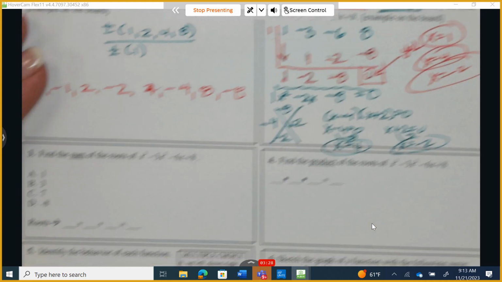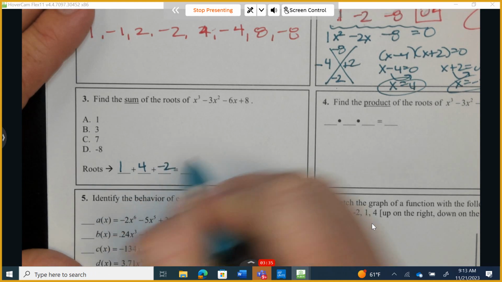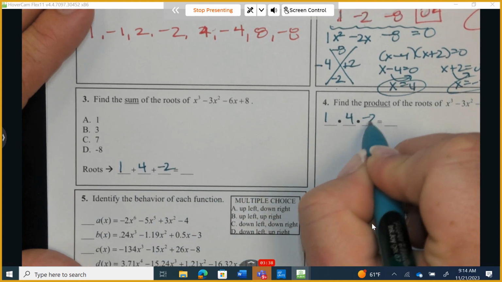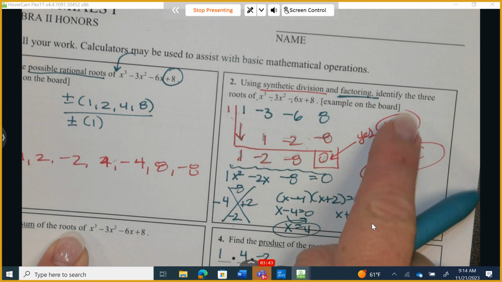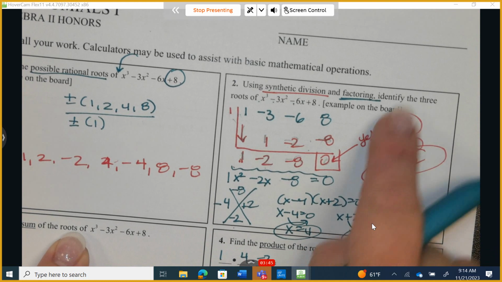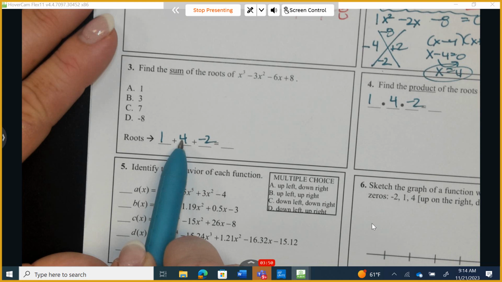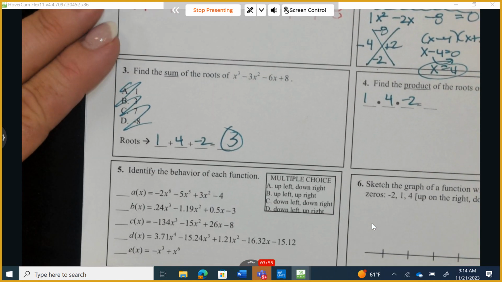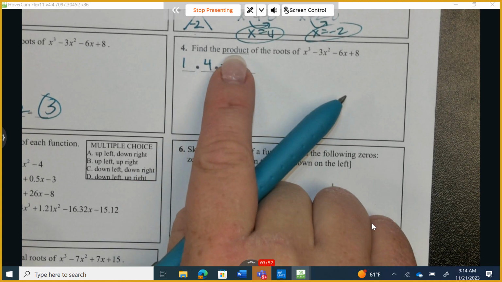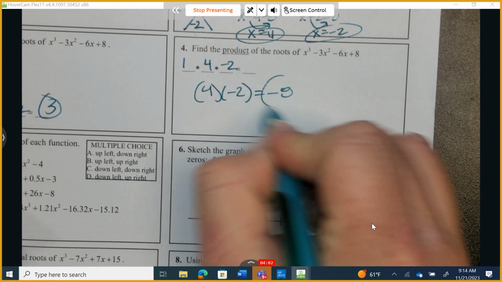And now in steps 3 and 4, I'm going to use those. So I'm going to write down 1, 4, negative 2. The order doesn't matter. So it says, find the sum of the roots. The roots are the solutions you have. These are known as root solutions, or if we graph this, it would be x-intercepts. So the sum means add them together. 1 plus 4 is 5. 5 subtract 2 is 3. You will not have multiple choice for your upcoming test. Product means to multiply. 1 times 4 is 4. 4 times negative 2 is negative 8.